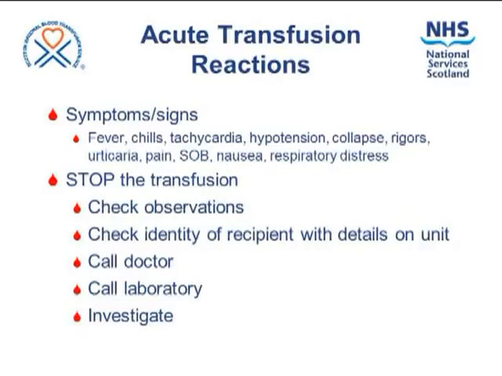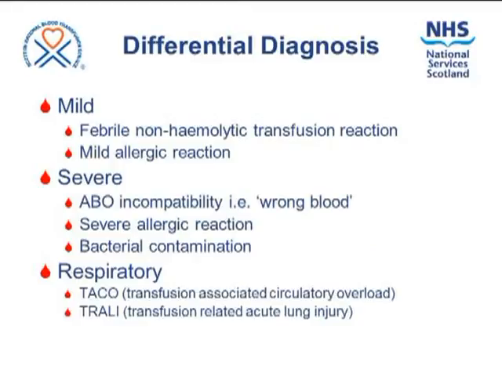The patient can become very acutely unwell very quickly, and obviously the most important thing to do if they get any symptoms is to stop the transfusion, check their observations, check the identity of the recipient with the details on the unit to make sure that the right unit of blood is going to the right patient. Call for medical help. Also call the laboratory, and I'll come back to why that's important later on, and investigate and manage the incident as appropriate.